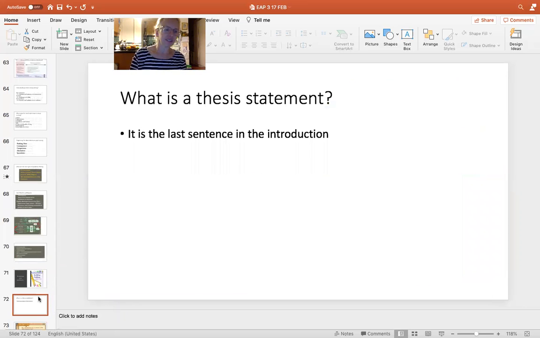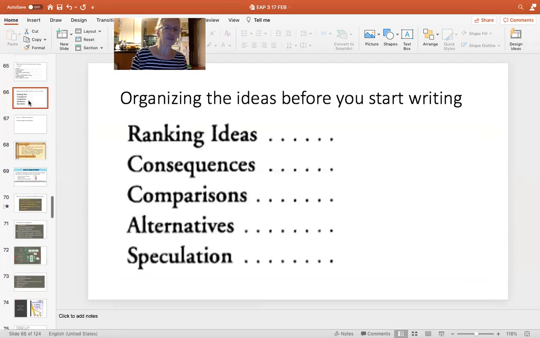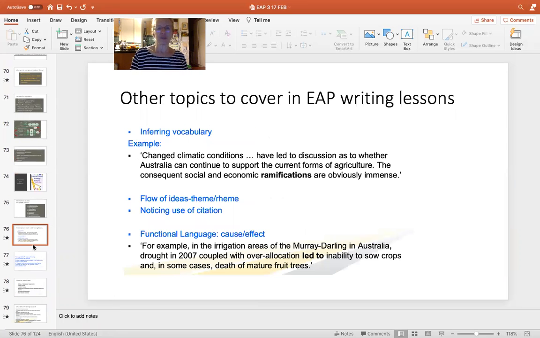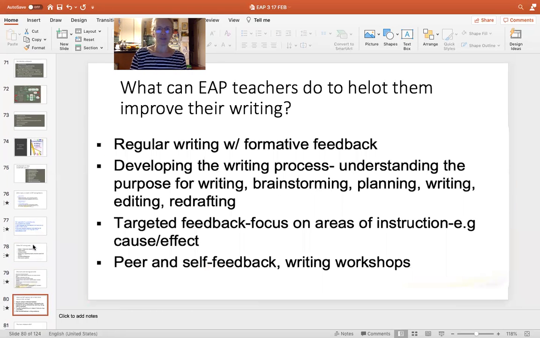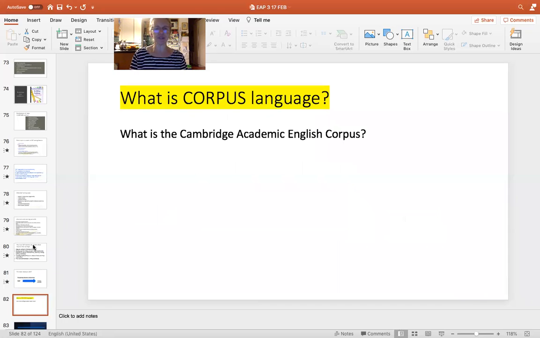And for essay writing, we talked about thesis sentences. So I might put that up there under essay writing. And then we talked about other topics you have to teach for writing, like inferring vocabulary. So not 100% explicit. And we talked about what we could do to help improve students' writing. And that was the end. Basically, the role of an EAP teacher is to encourage autonomous learning. So they want to learn themselves, for themselves.